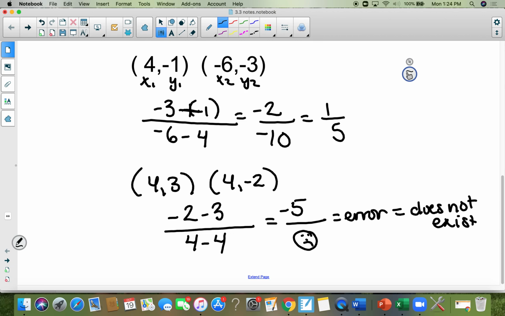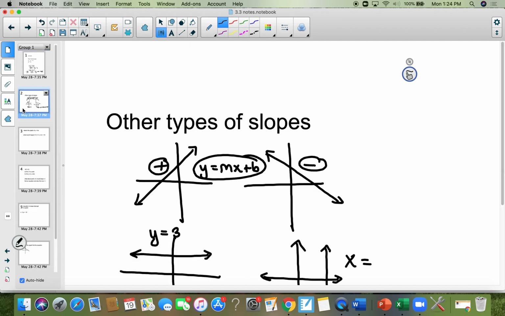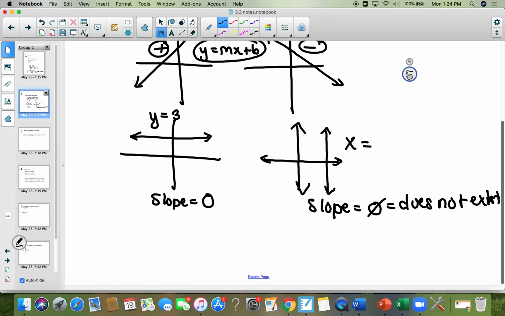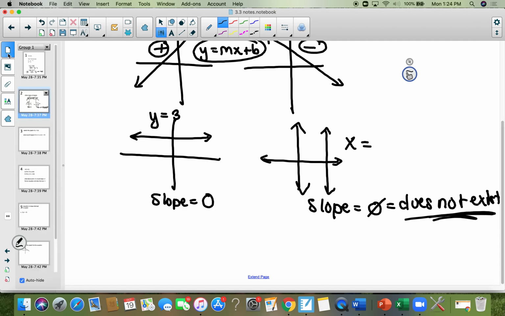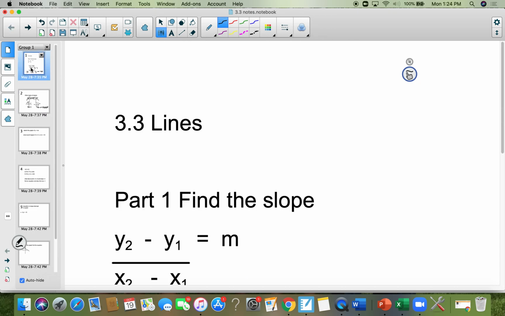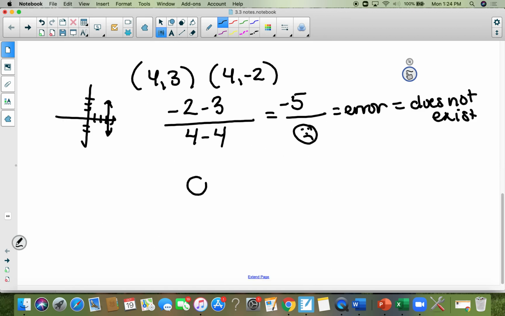And if I graph these 2 points, 4, 3, and 4, -2, and connected the 2 points, it would be a vertical line. And remember, back here, a vertical line, which it looks like when you connect those 2 points, does not exist. You can have 0 in the numerator. You cannot have 0 in the denominator. So if it was the opposite way, and it was 0 divided by a -5, that equals 0. See the difference between where the 0 is located?